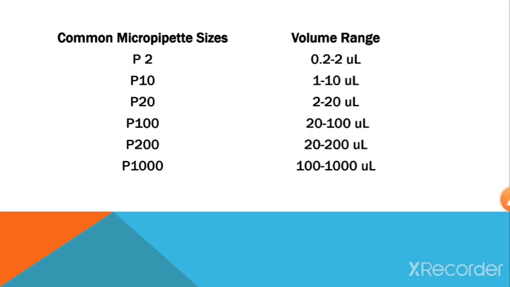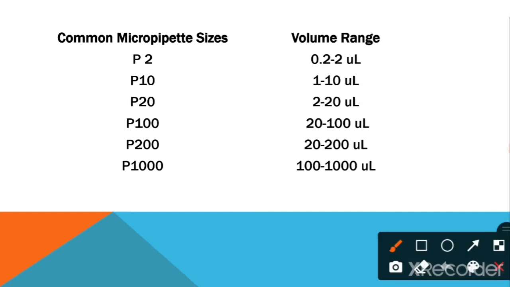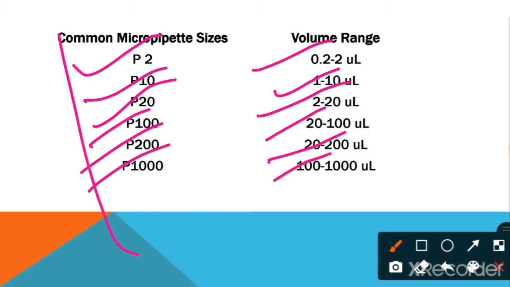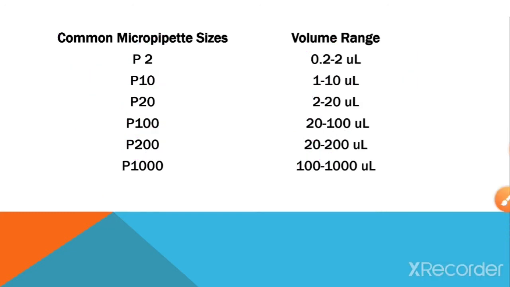Now these are some common sizes and common names of micropipettes. See, the first pipette is the P2 pipette. The volume range is 0.2 to 2 microliter. P10 micropipette size, that is 1 to 10 microliter. P20, 2 to 20 microliter. P100, 20 to 100 microliters. P200, 20 to 200 microliters, and P1000, 100 to 1000 microliters. So these are some micropipette names and these are the volume ranges.